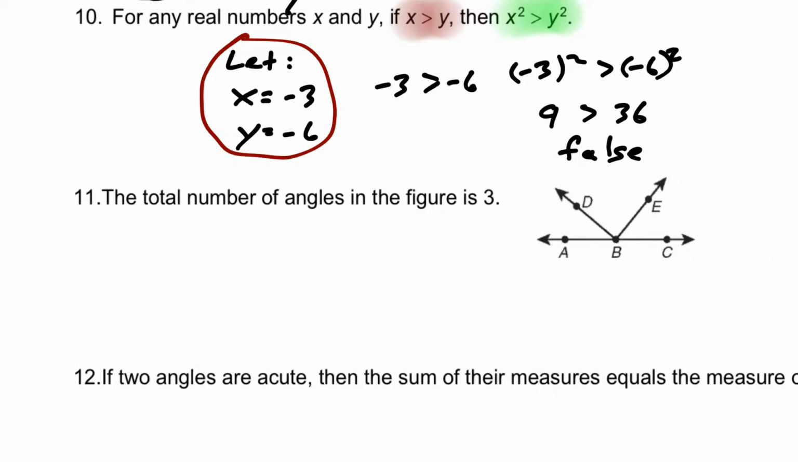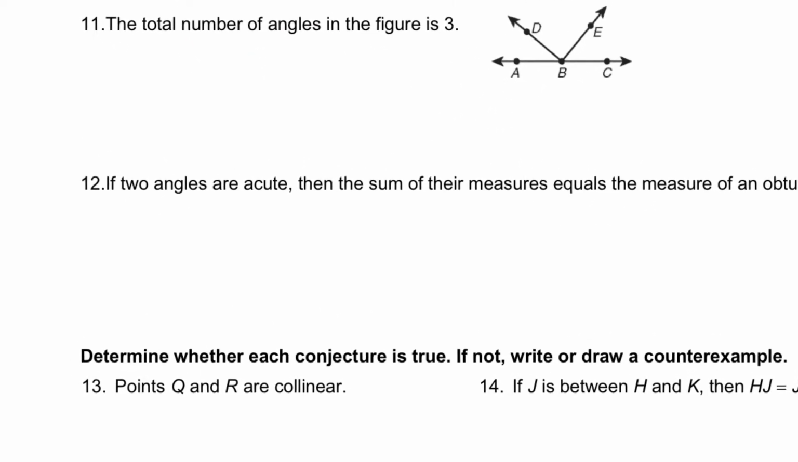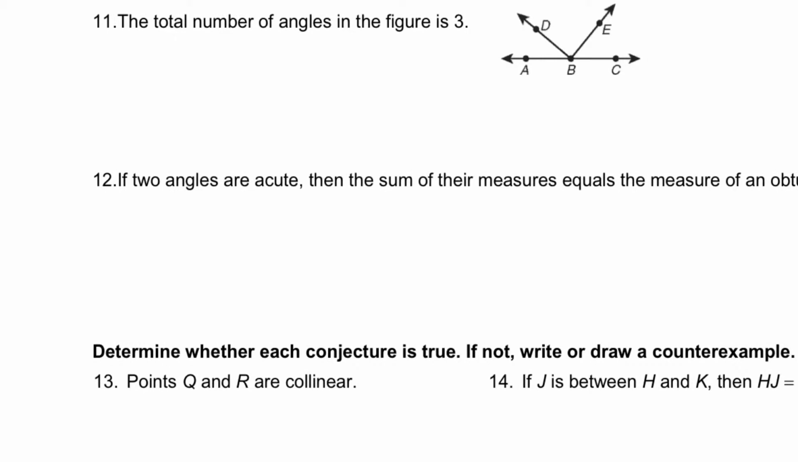Now let's take a look at number 11. In number 11, I've drawn 3 arcs here that show 3 non-overlapping angles. And I've listed them over here on the left. So I have angle ABD, that's the blue angle. I have angle DBE, that's the red angle. And I have angle EBC, that's the green angle. So those are 3 non-overlapping angles.